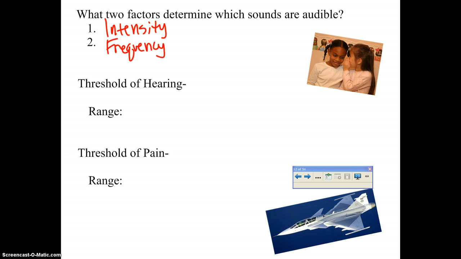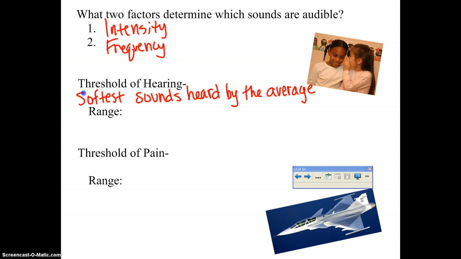For instance, we left off with the two factors that determine which sounds are audible, intensity and frequency. So with that in mind, what we're also looking at is the threshold of hearing. The threshold of hearing is the softest sounds heard by the average human ear.